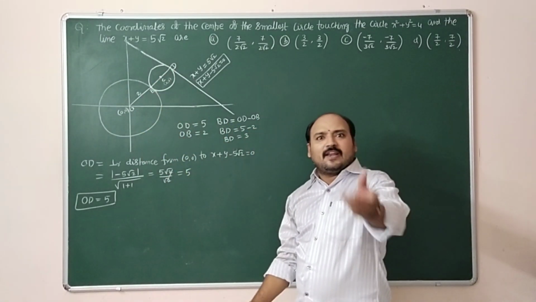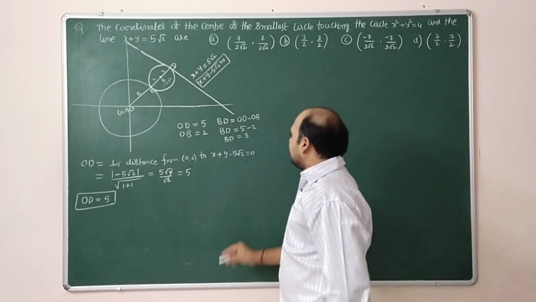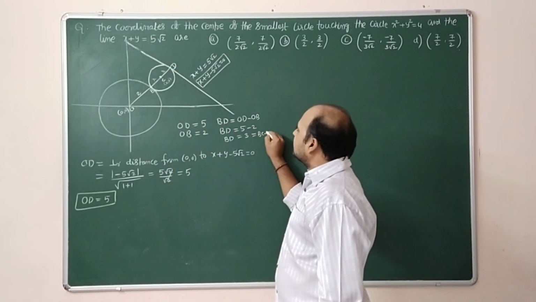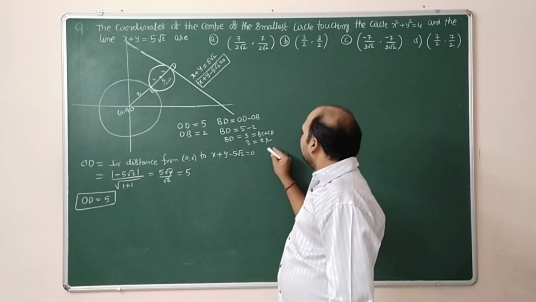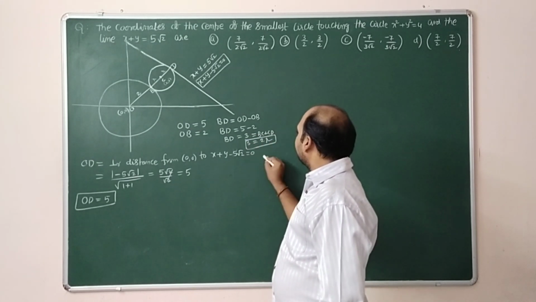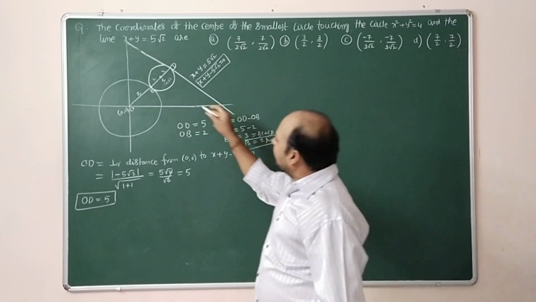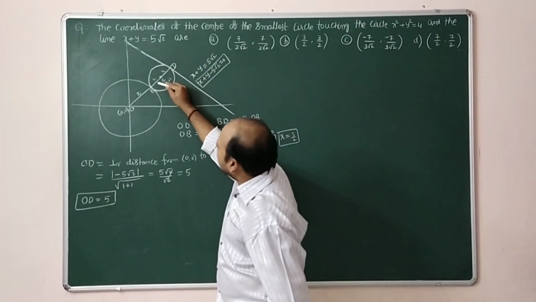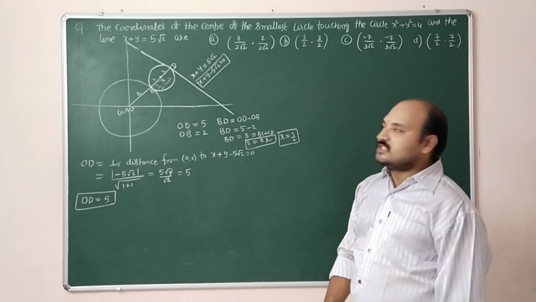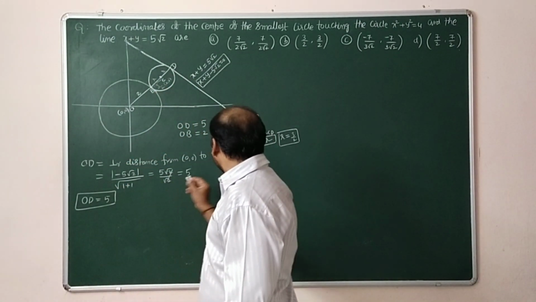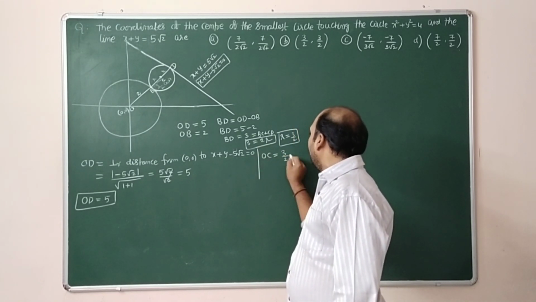So BD value is equal to 3. BD means what? The diameter of the required circle. This is R, this is R. So BD can be written as BC plus CD, both are equal to R. 3 is equal to 2R. So that implies R is equal to 3 by 2. R means what? Whether it is BC or CD, but BC only I require. This value is equal to 3 by 2. So therefore, BC is equal to 3 by 2.